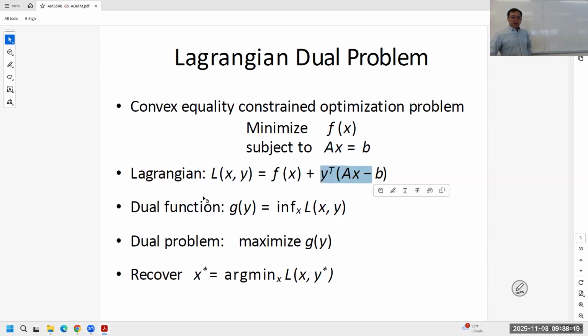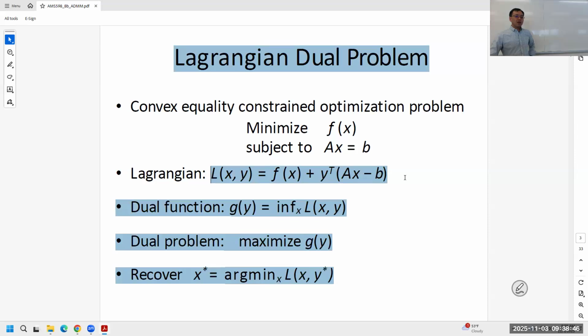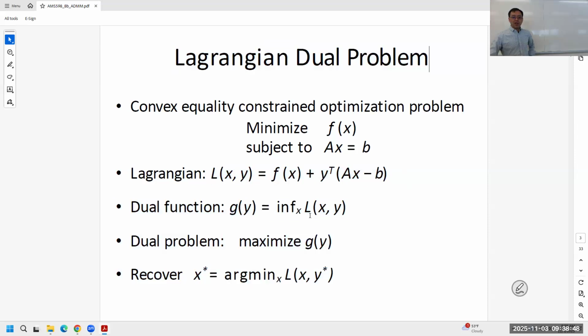Now the dual problem. The dual function for this Lagrangian problem is called g(y), equal to the infimum of L(x, y) with respect to x. This is the dual function. For the dual problem, we maximize this g(y) function, and maximizing this dual function is equivalent to the original Lagrangian problem.